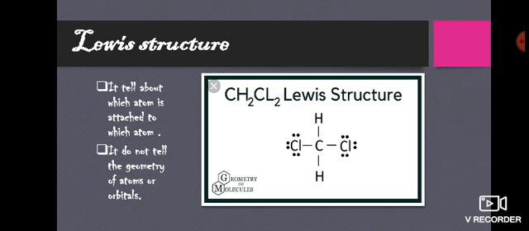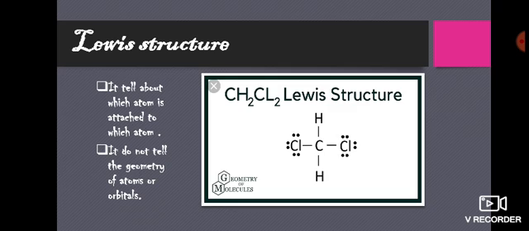Next we have the Lewis structure. We have studied this topic a week ago. In this topic we studied what the Lewis dot structure tells us. It tells us which atom is attached to which atom. It does not tell us the geometry of the atoms or the orbitals. You can see the structure, and this carbon is attached to 2 hydrogens and 2 chlorines. It's not telling its geometry or shape. It's just showing what is attached around the carbon.